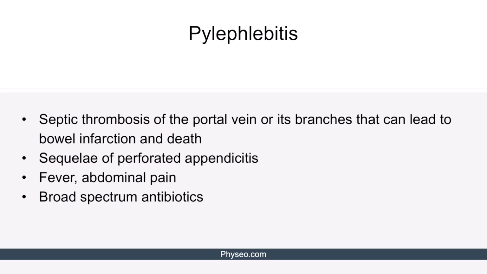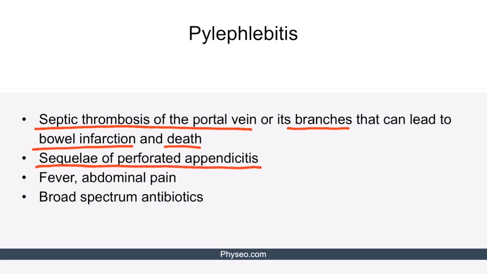The last complication we'll be discussing is pylephlebitis. It occurs in the setting of septic thrombosis of the portal vein or its branches. Bowel infarction may emerge and eventually lead to death. It occurs as a sequela of the spread of intra-abdominal infection from perforated appendicitis, diverticulitis, or other infections. Symptoms usually involve fever and abdominal pain. Here, patients are managed with broad-spectrum antibiotics.